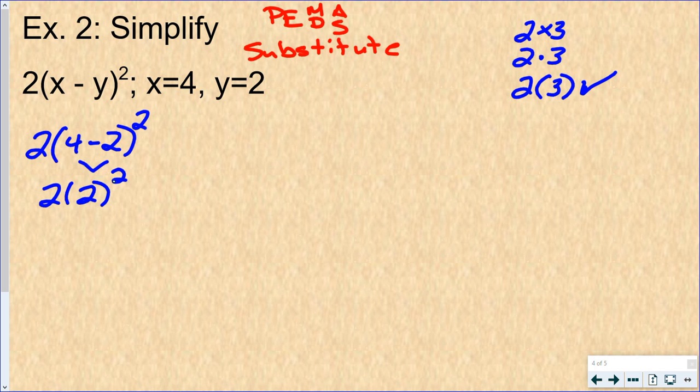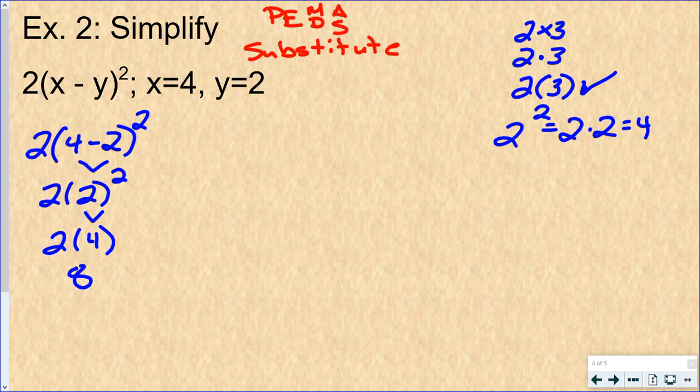Exponents? Yes. This exponent is on the 2 here. So this is 2 to the second power. So again, 2 to the second power means 2 times 2, which is 4. So the 2 to the second power is 4. Now I have 2 times 4, and that simplifies to 8. So again, this is called simplifying because I'm taking something and writing it in a simpler form.